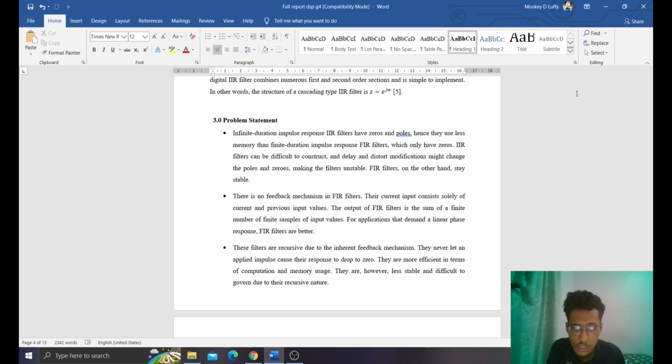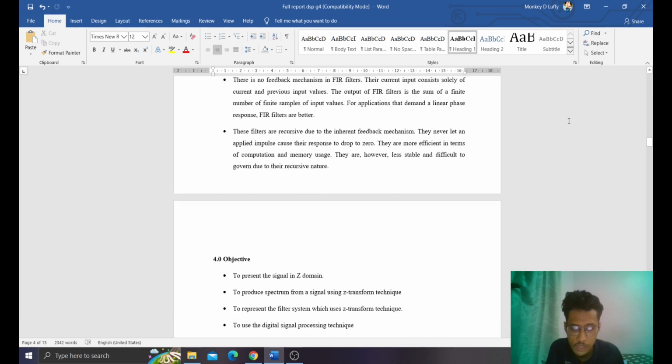IIR filters are recursive due to their inherent feedback mechanism. They never let an applied impulse cause their response to drop to zero. They are more efficient in terms of computation and memory usage. They are, however, less stable and more difficult to govern due to their recursive nature.